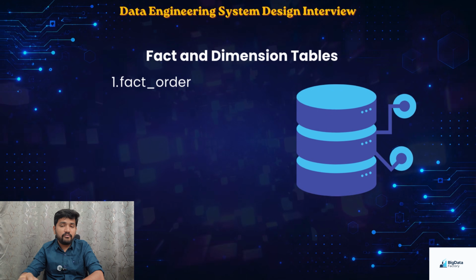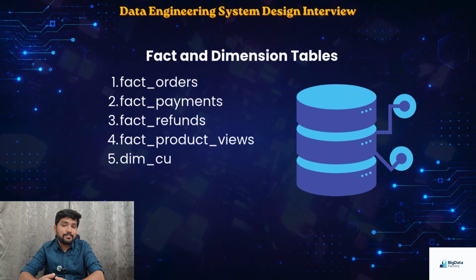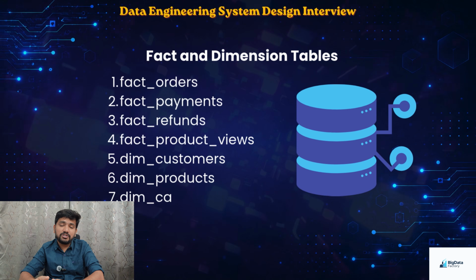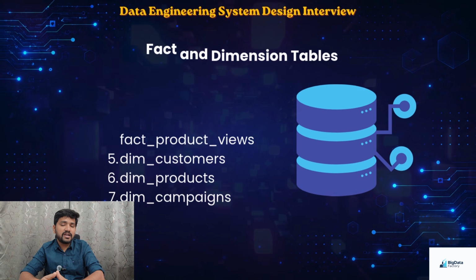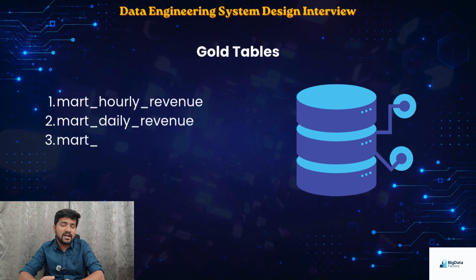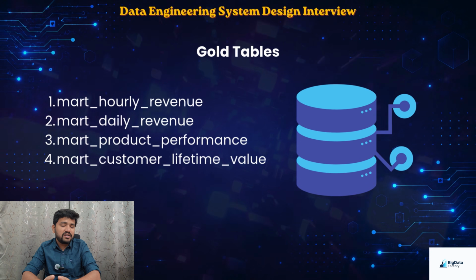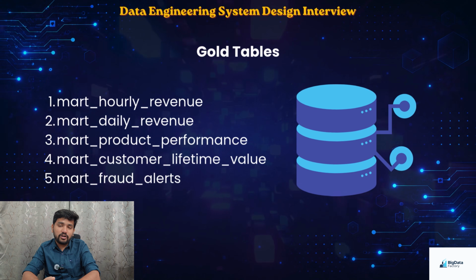Now let's talk about the data model. For analytics, I would build fact and dimension tables. Some example tables: fact orders, fact payments, fact refunds, fact product views, dimension customers, dimension products, and dimension campaigns. Then gold tables like mart hourly revenue, mart daily revenue, mart product performance, mart customer lifetime value, and mart fraud alerts. I would make sure each fact table has a stable business key.